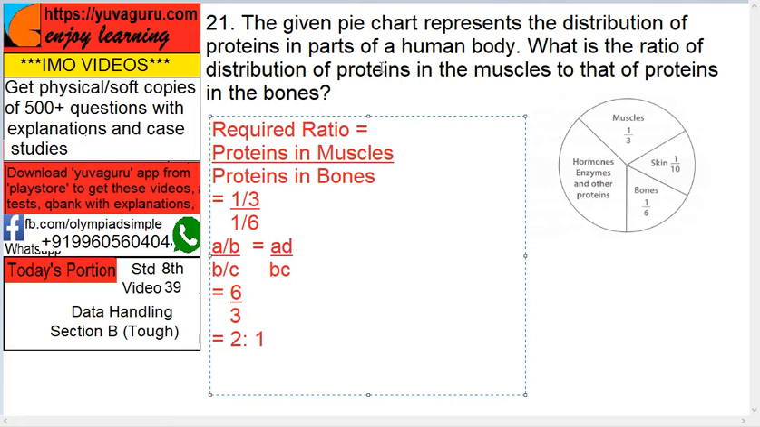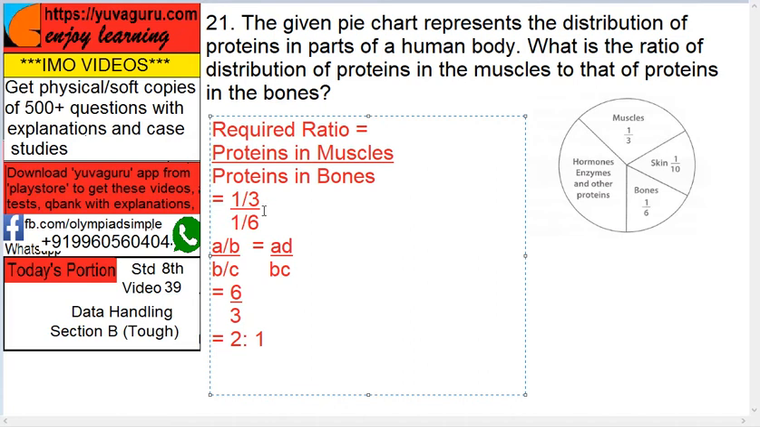What is the ratio of distribution of proteins in muscles to that of the proteins in bones? Distribution of proteins in muscles to that of the distribution of proteins in bones. This is not a probability problem. Remember this. So the required ratio equals proteins in muscles upon proteins in bones.